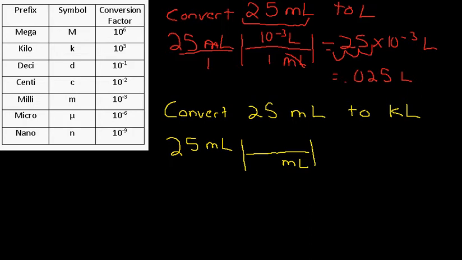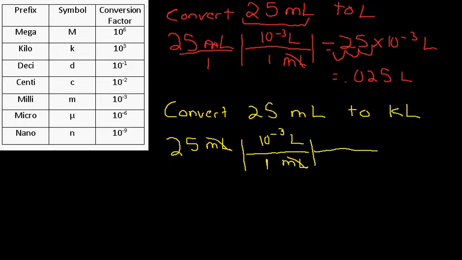So what I'm going to do first is try to convert from milliliters to liters. We know we can do that. We just did that in the problem above. Same process. The conversion factor for milli, 10 to the negative third, goes with the base unit, the one without the prefix, over 1 milliliter. And now we can see that we have liters as our unit. Well, we're trying not to get to liters, but to kiloliters.